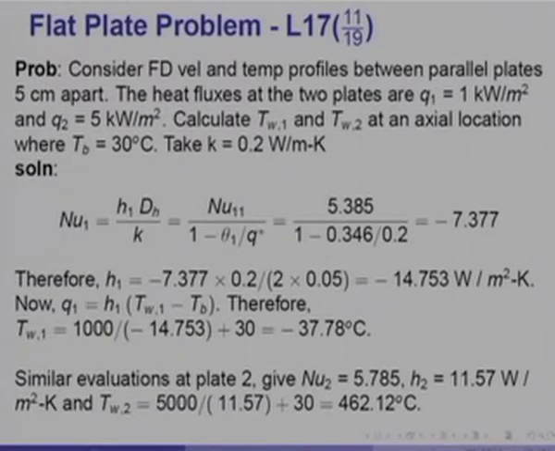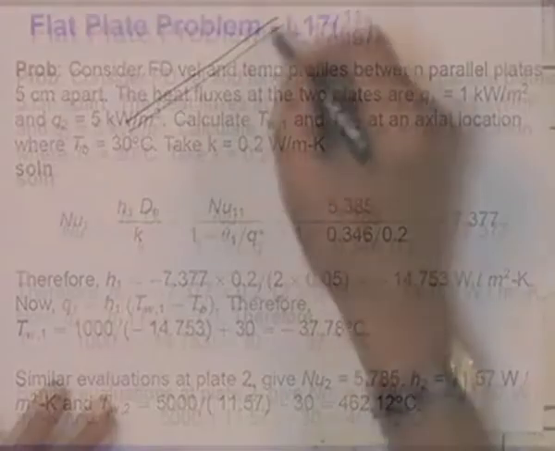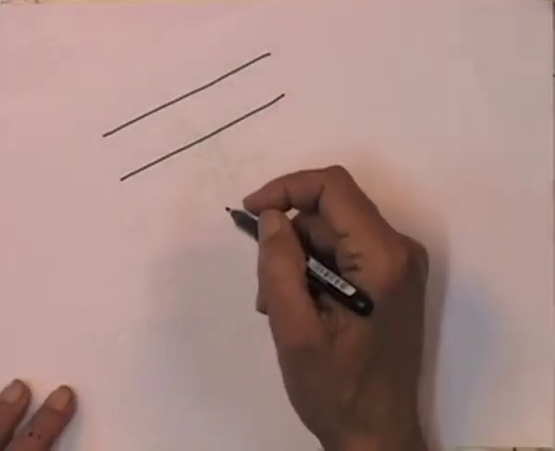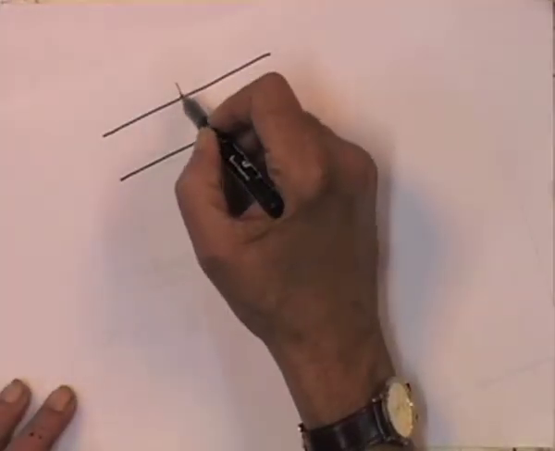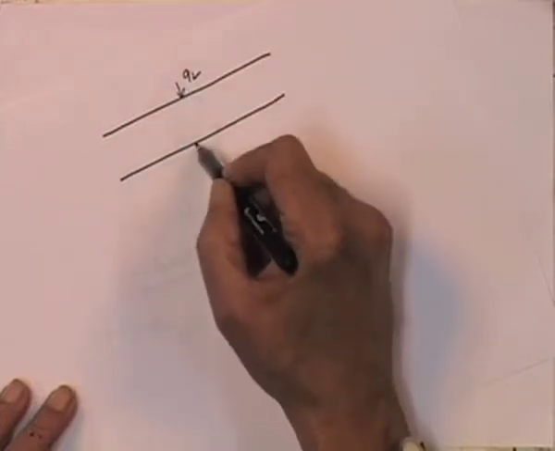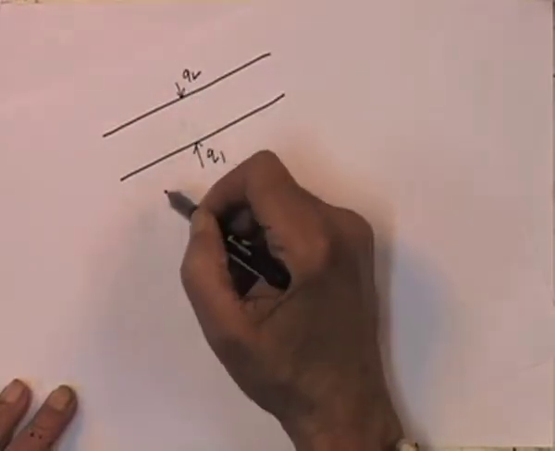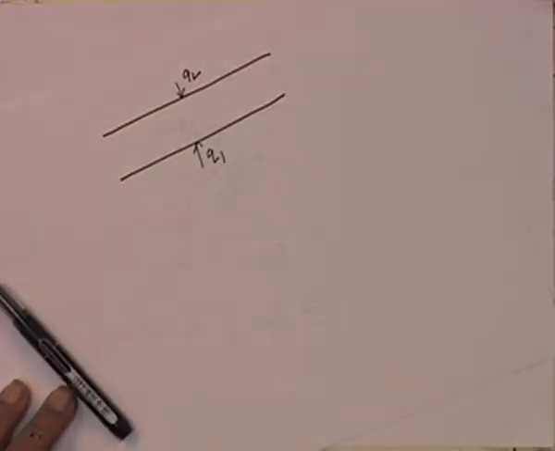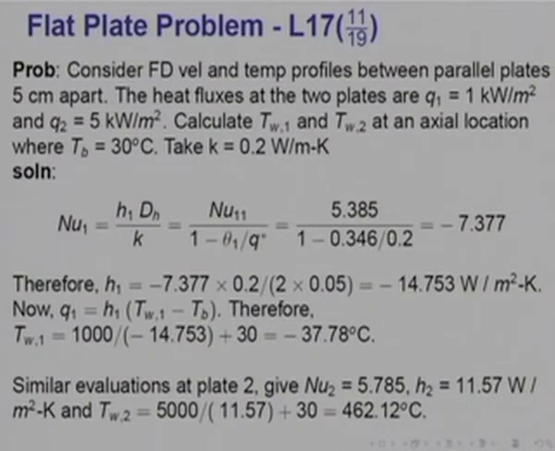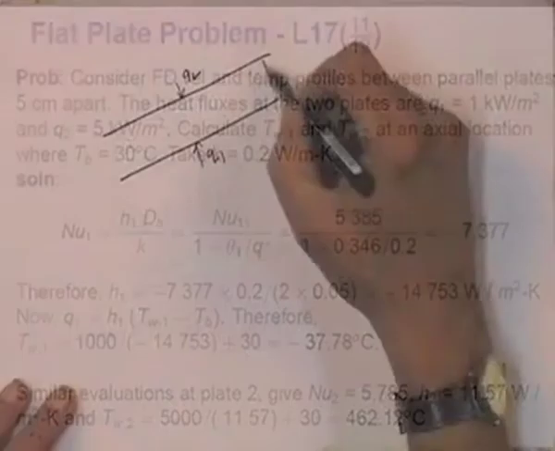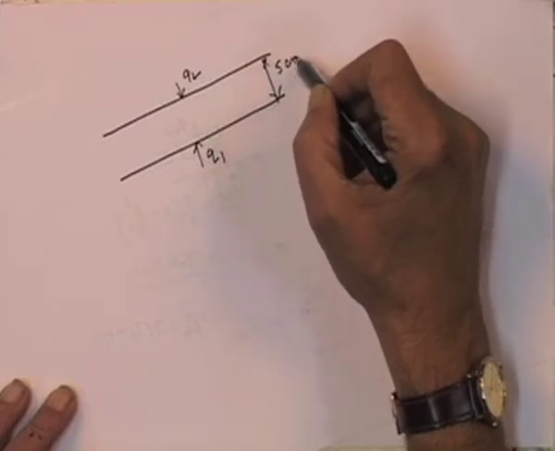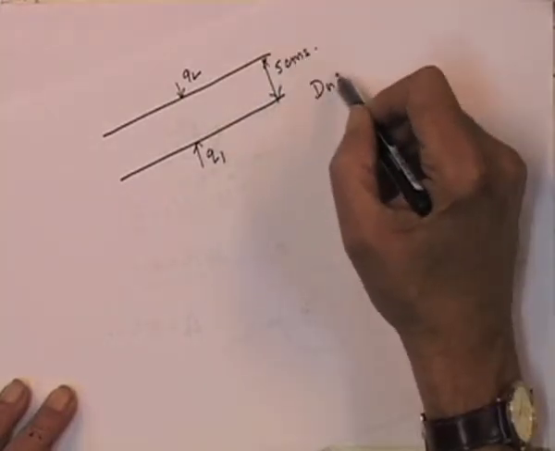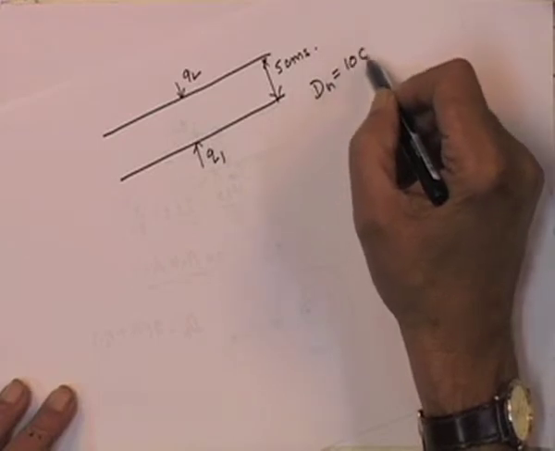I will deliberately consider now a problem in which I am considering flow between parallel plates, that is the last entry in that table. Let us say this is q2 and this is q1, the velocity is fully developed. So, if you read the problem, it is like this. The flow between parallel plates which are 5 centimeters apart. So, therefore, dH will be 10 centimeters.